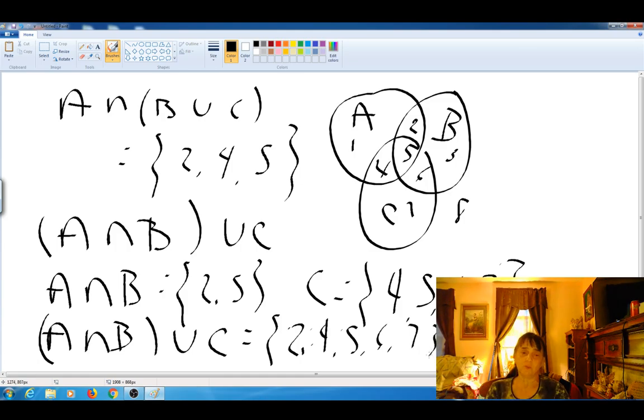So the original question was, do they equal? And they do not, because the right hand side is 2, 4, 5, 6, 7. The left hand side is 2, 4, 5. So they are not equal.